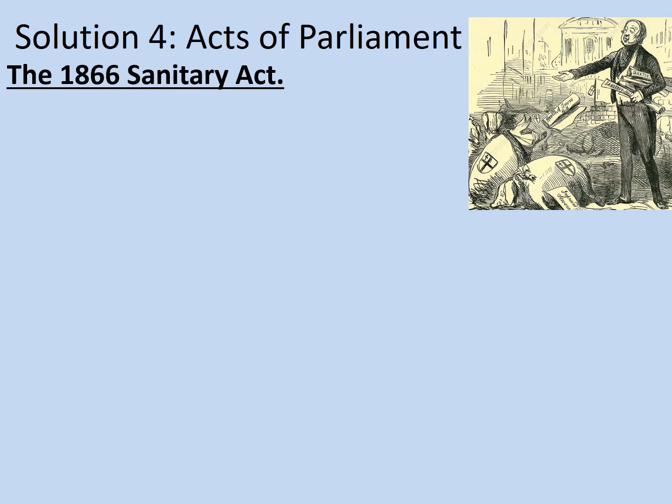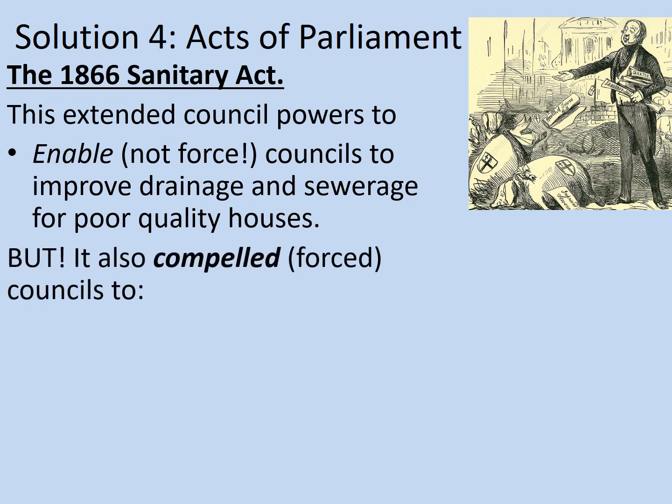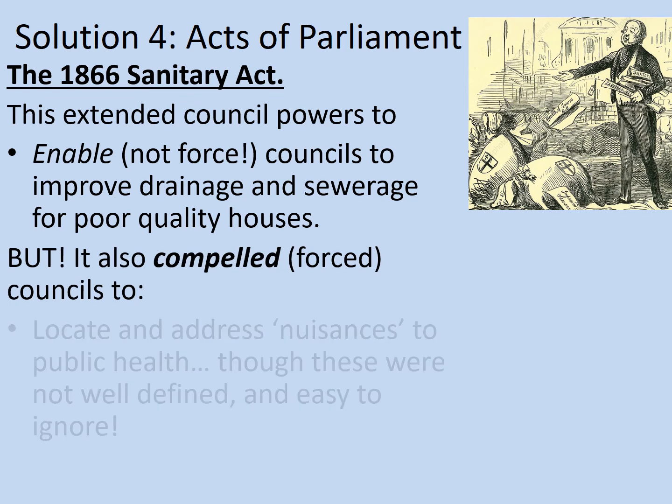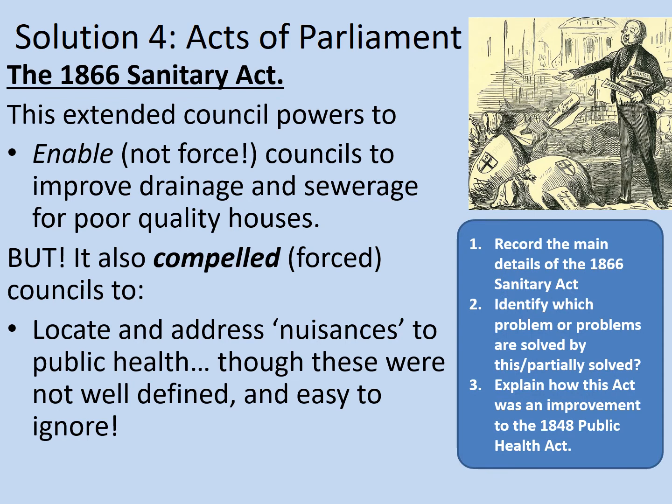The 1866 Sanitary Act. This extended council powers to enable, but again not force, councils to improve drainage and sewerage for poor quality houses. But it also compelled or forced councils to locate and address nuisances to public health, although these were not well defined, so they were quite easy to ignore. Again, record the main details of the 1866 Sanitary Act. Identify which problem or problems are solved by this or partially solved, and explain how this act was an improvement to the 1848 Public Health Act. Pause the video while you complete this section.